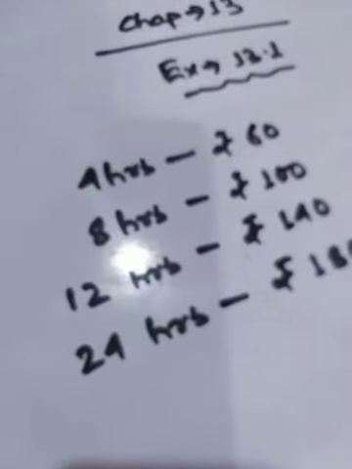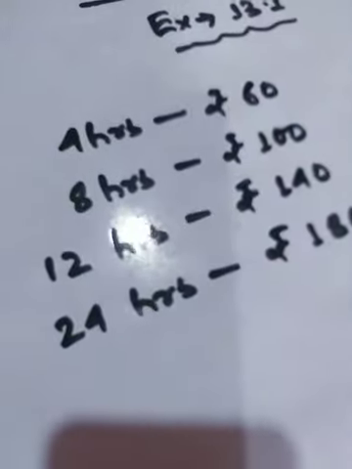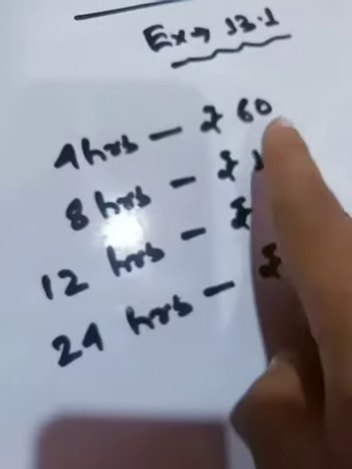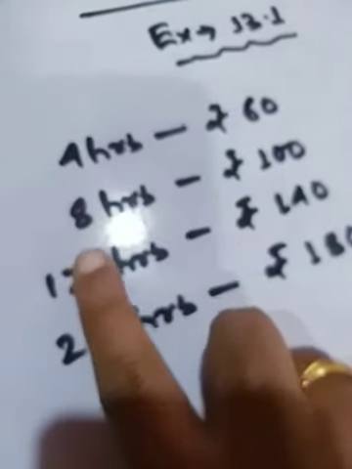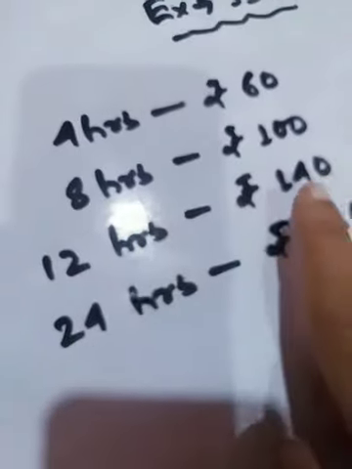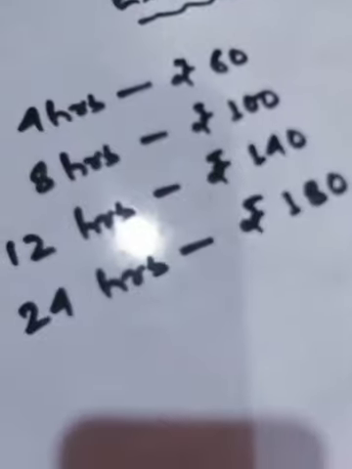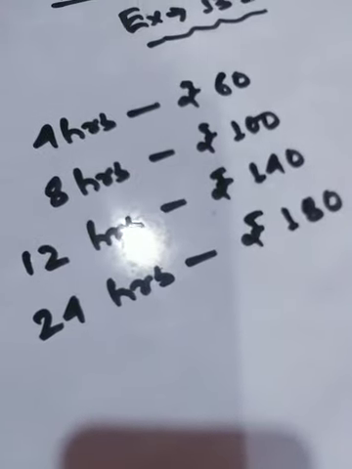Let's concentrate on this particular data, because according to the question, some data are given and these are all parking charges. For 4 hours you have to pay 60 rupees. If you're parking for 8 hours you have to pay 100 rupees. For 12 hours you have to pay 140 rupees, and for 24 hours you have to pay 180 rupees.